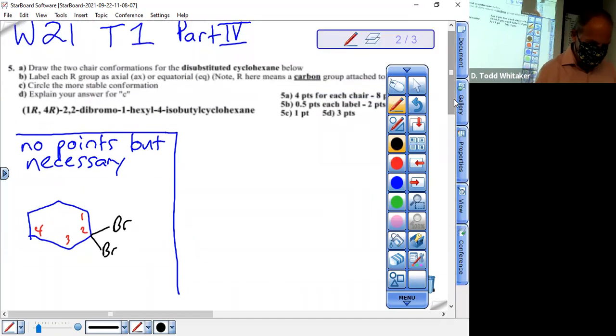Carbon 1 has a hexyl. And notice I'm just doing normal bonds, no wedges or dashes yet. 1, 2, 3, 4, 5, 6. And carbon 4 has an isobutyl. You draw 3 in a row. So you start with a propyl and you put a V on the end.